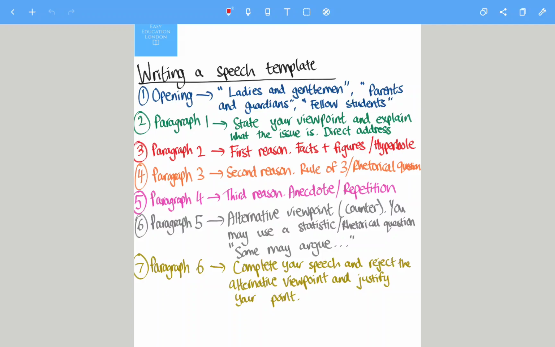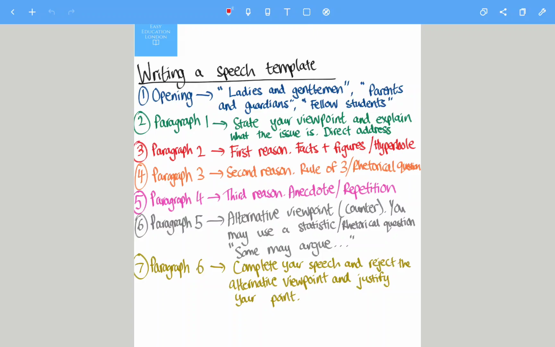Paragraph 2 is your first reason. So here you may want to use facts and figures or a hyperbole. The reason being, it adds weight to your argument. And make sure when you do use facts and figures, make sure they are realistic. Okay, not something silly or strange like 1000% of people agreed that XYZ, whatever. So make sure when you make up the fact and figure, it sounds reasonable.